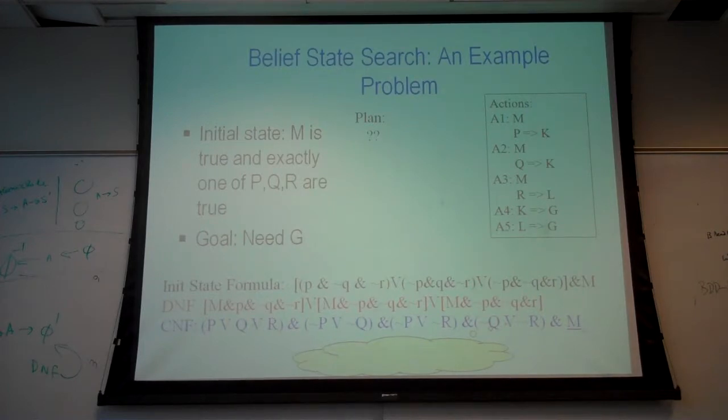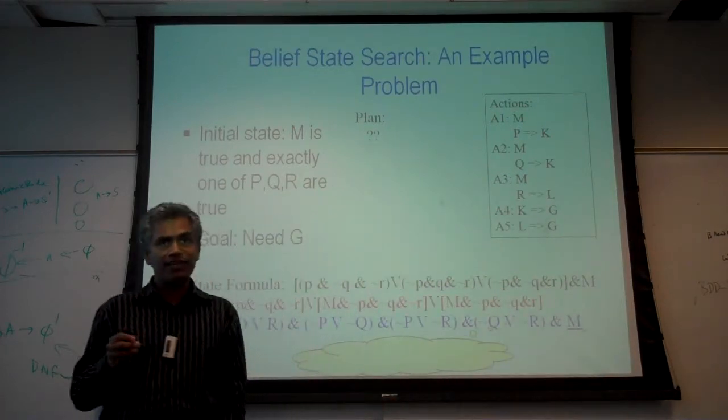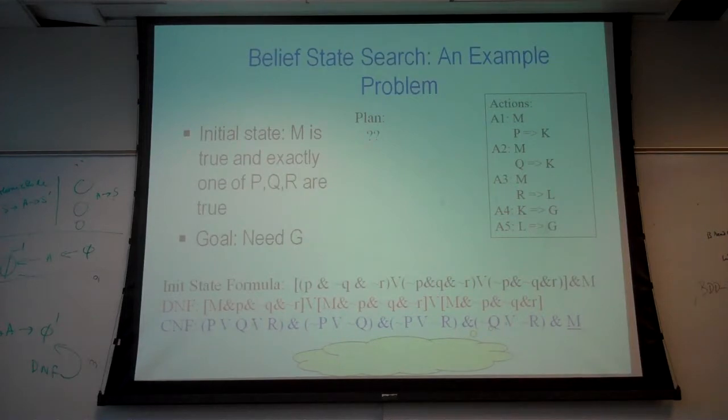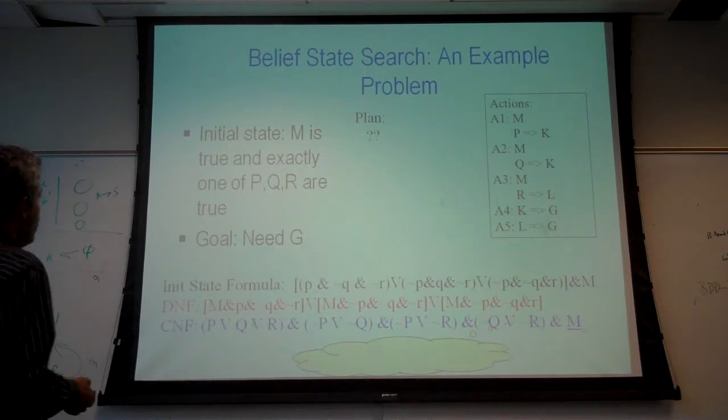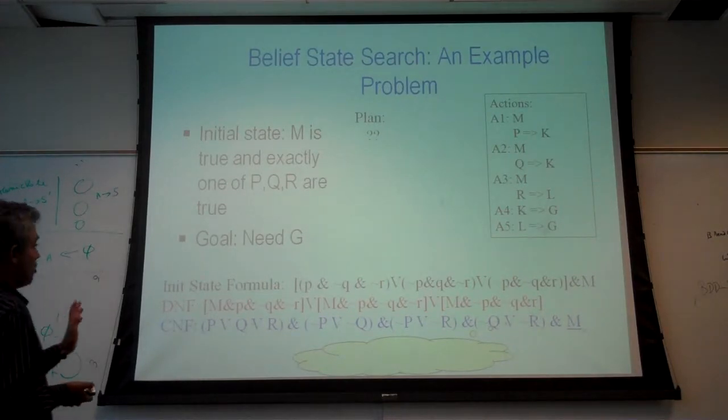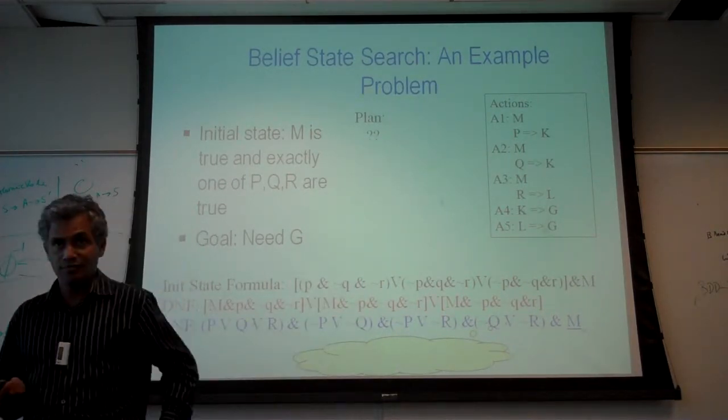So here is a little example. In this case, there is no sensing action. The first example has no sensing actions, and they're all deterministic. Although you could have both deterministic and non-deterministic actions, we will stick to deterministic actions right now, and the uncertainty is only in the state. So in the initial state, I will say M is true, and exactly one of P, Q, and R is true. Suppose that's what you want to say. Then the initial state formula would look like that.